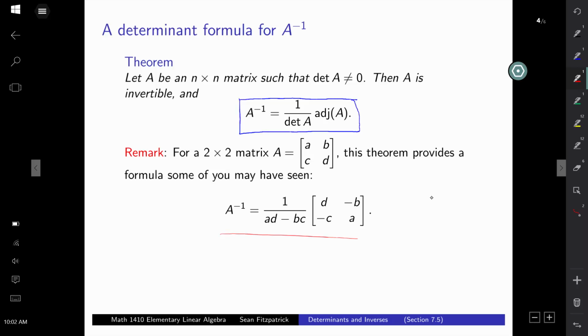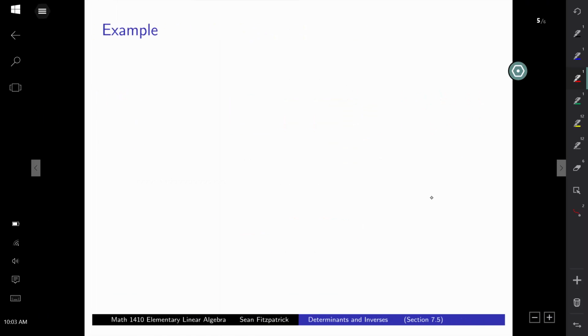Once you hit 4 by 4 and higher, though, think about what it would mean to use this formula for a 4 by 4, right? For a 4 by 4 matrix, you would have to calculate 16 3 by 3 determinants plus 1 4 by 4. Okay, that's a lot of work. 16 3 by 3. Who has time to do 16 3 by 3 determinants, right? So it's not a very practical formula for larger matrices, but it's theoretically useful in a lot of situations. Okay, so let's do one more example.